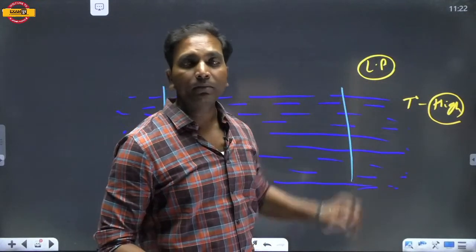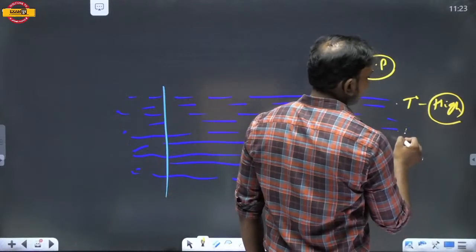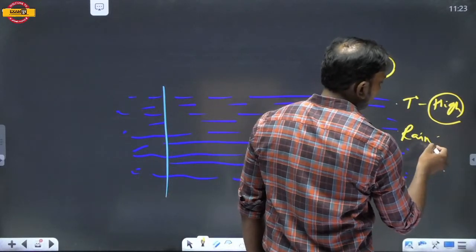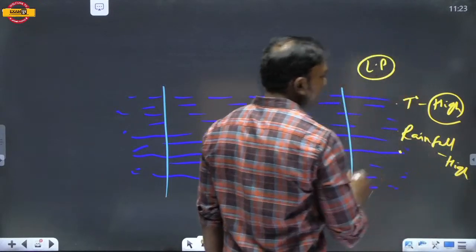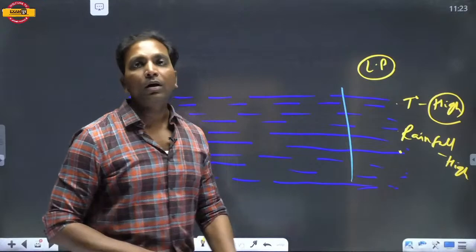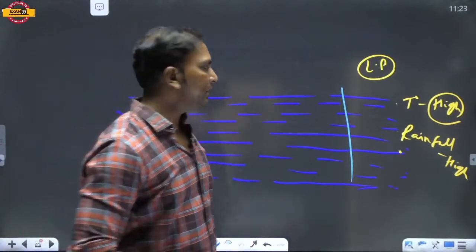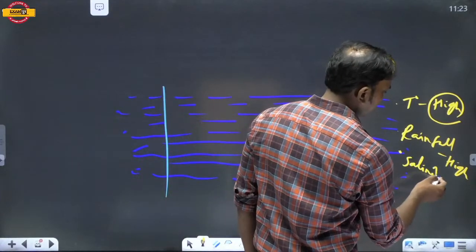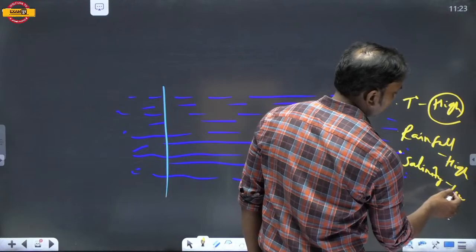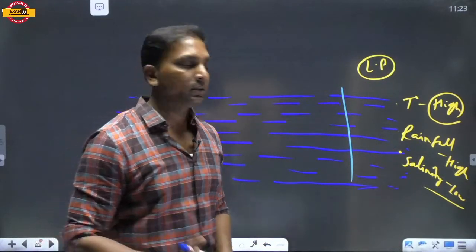The air rises above, and then the temperature is high. So at this place, the rainfall is also high in the equatorial zone. When the rainfall is maximum in that region, it will lower the salinity. So the salinity is low at this side. And when the salinity becomes low, it will lower the density.